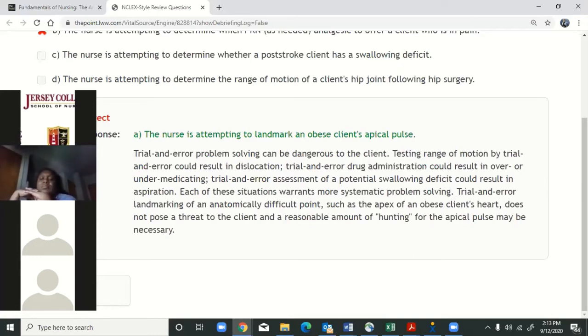They did this with my father. They trialed and errored with a chemo med. However, in the process of that trial and error, they forgot to check lab values. And so he ended up with a hepatitis-induced drug medication problem, and he almost died from it. So you have to be careful when you're trying out medications that you're following all the guidelines, using all the safety things. Same thing with the swallowing thing. It could result in aspiration.